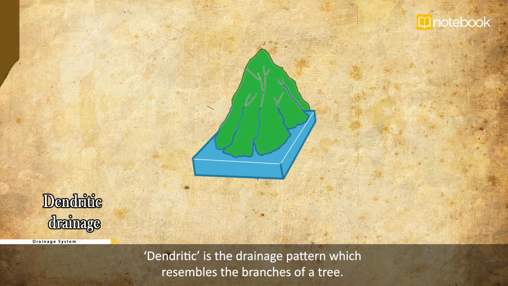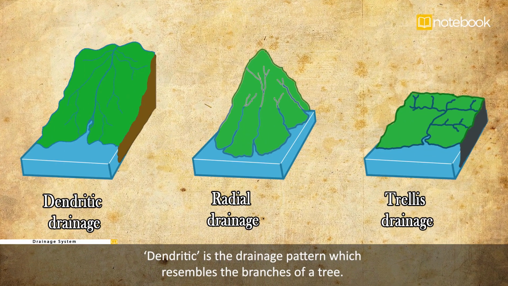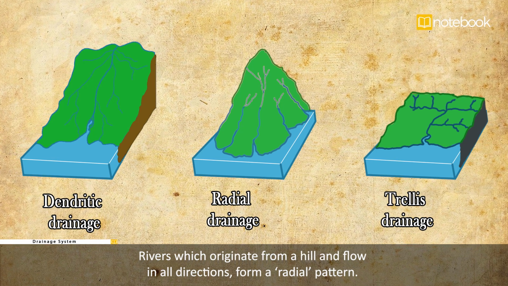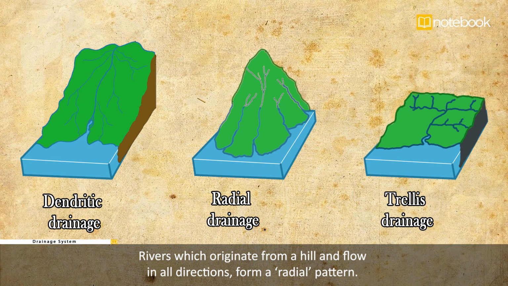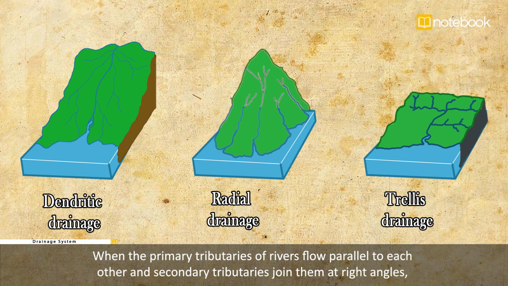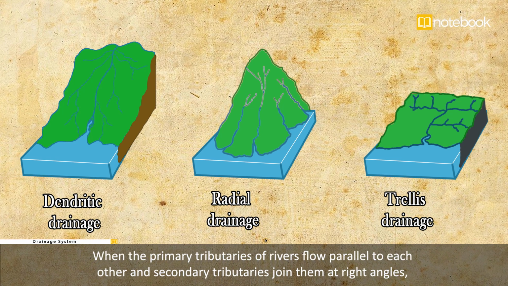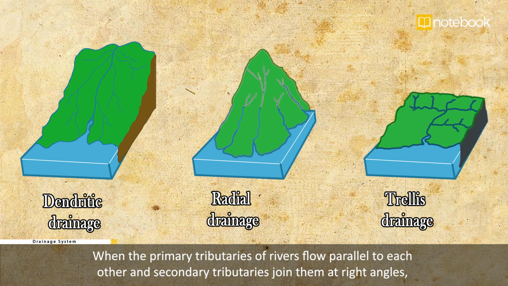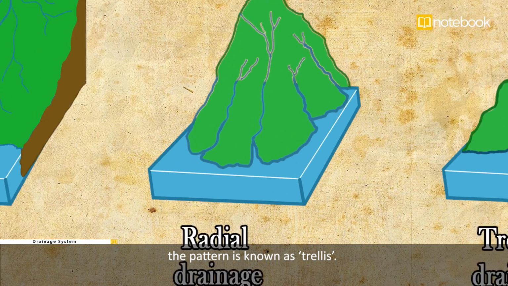Dendritic is the drainage pattern which resembles the branches of a tree. Rivers which originate from a hill and flow in all directions form a radial pattern. When the primary tributaries of rivers flow parallel to each other and secondary tributaries join them at right angles, the pattern is known as trellis.